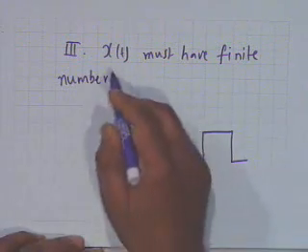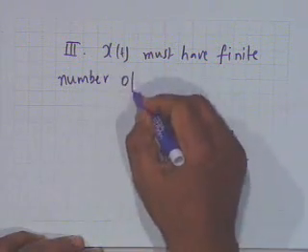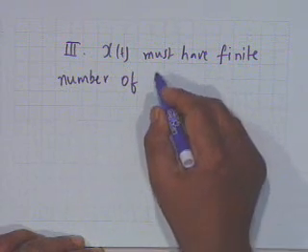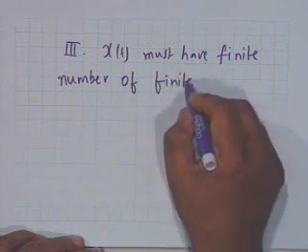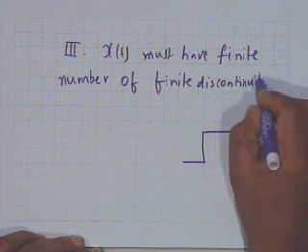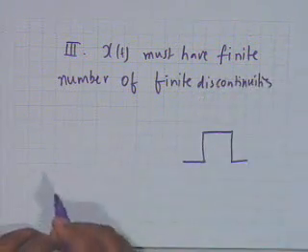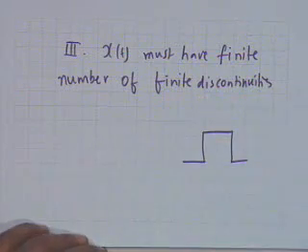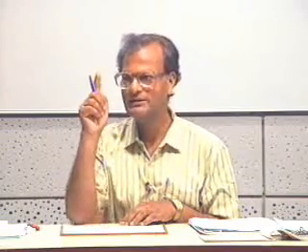And the third Dirichlet condition is x of t must have a finite number of finite discontinuities. I am using the word finite twice: finite number of finite discontinuities. That is, no discontinuity should be infinite. For example, that 1 by t function had one infinite discontinuity. That is not permissible.